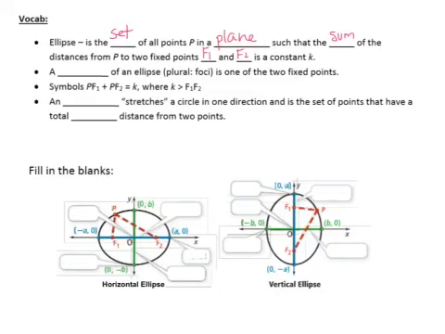Now a focus of an ellipse, and the plural way to say that is foci, this is one of the two fixed points. Now our symbols here show us that our distance from a point to one focus plus the distance from the same point to the other focus. So the sum of those two distances from the same point to one focus and to the other focus is equal to k.